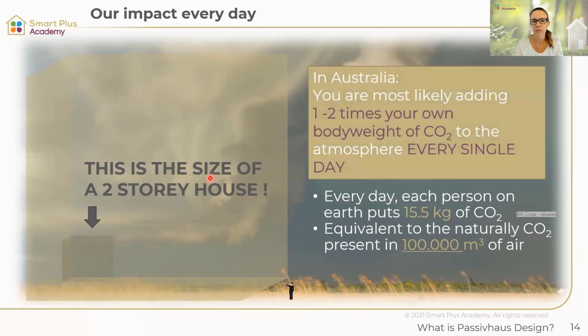And if you live in a more developed country like Australia, you're most likely adding 1 to 2 times your own body weight of CO2 into the atmosphere every single day, because that 15.5 is obviously an average for every person in the world. So you're probably even more responsible. That's why we need to see how we can reduce that. And we'll come to a conclusion that buildings will be a very good starting point in a minute.